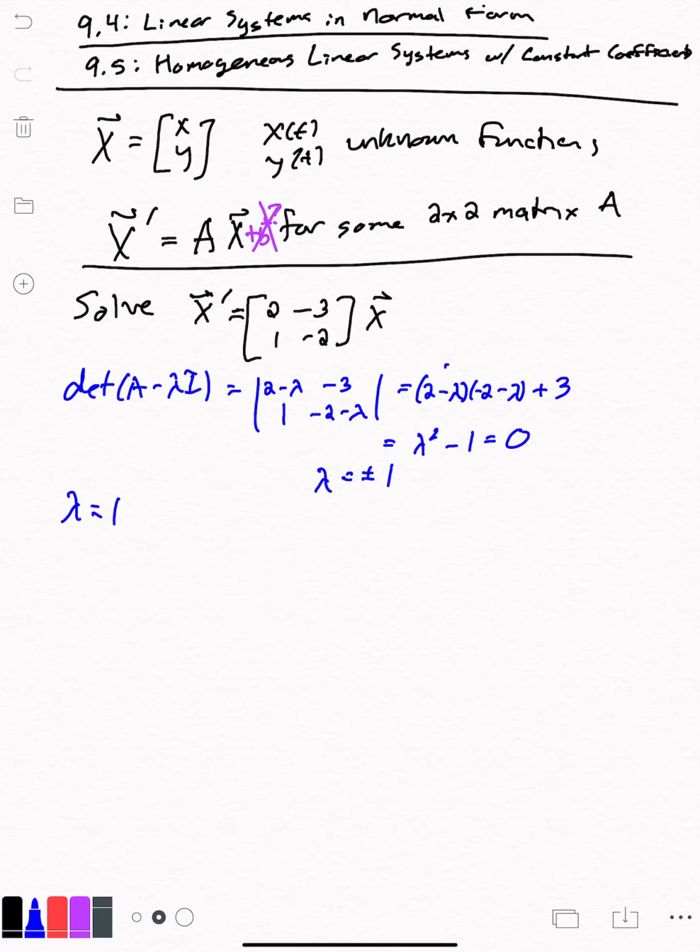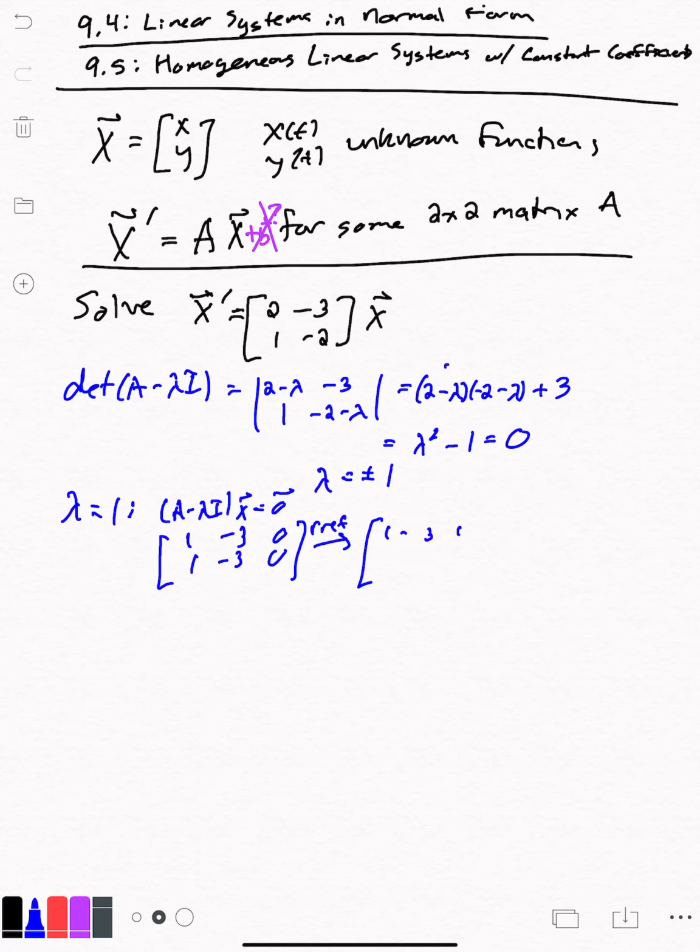So we're going to go ahead and look at lambda equal to 1, and we're going to try to find an eigenvector for this. So remember how we do that. We do A minus lambda I times x equal to 0. And so we write our equations here, subtracting 1 from it. I'd have [1, -3, 0; 1, -3, 0]. And if you do your reduced row echelon form here, you get [1, -3, 0; 0, 0, 0]. So that means x minus 3y is 0, x is 3y. And so your eigenvector is going to be (3, 1).